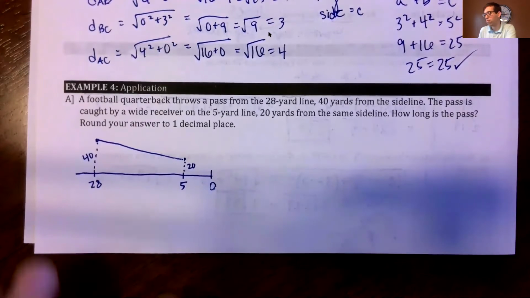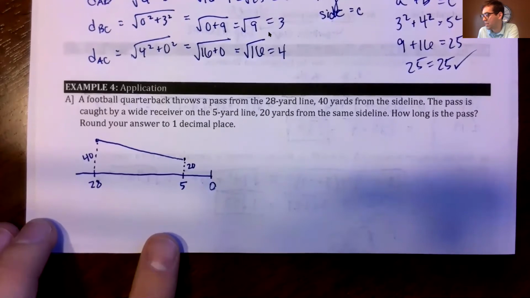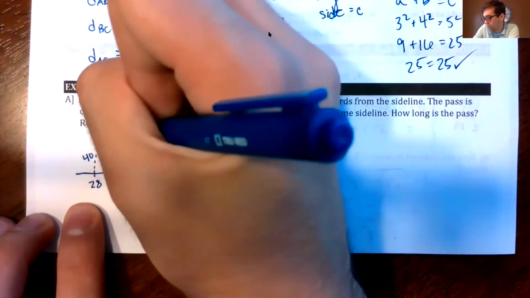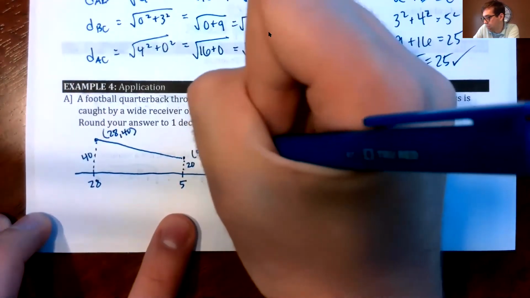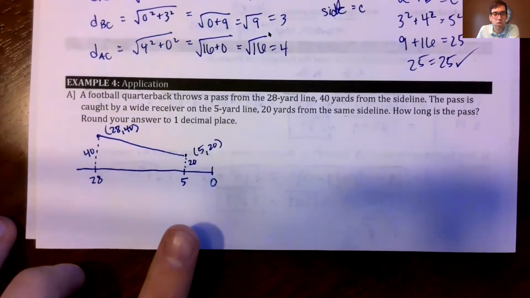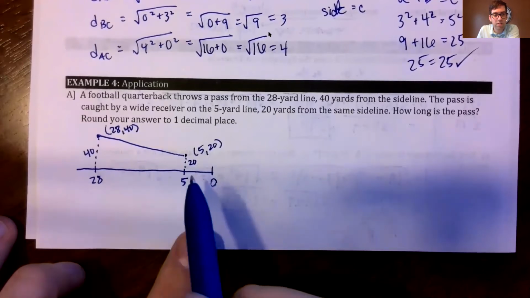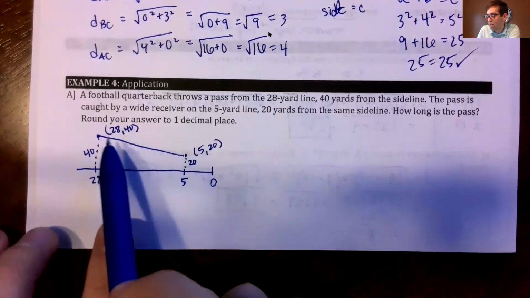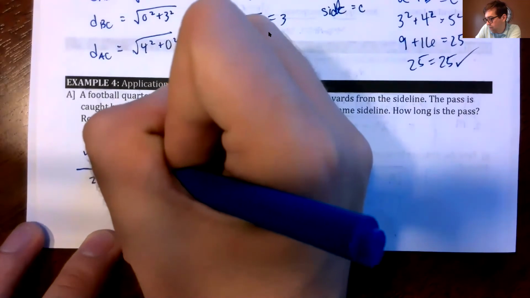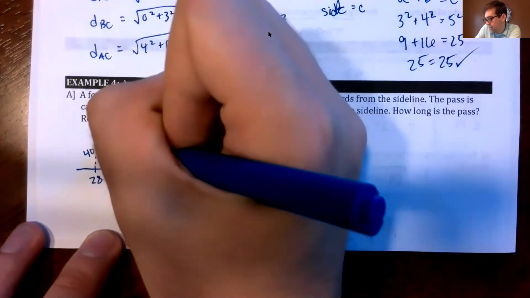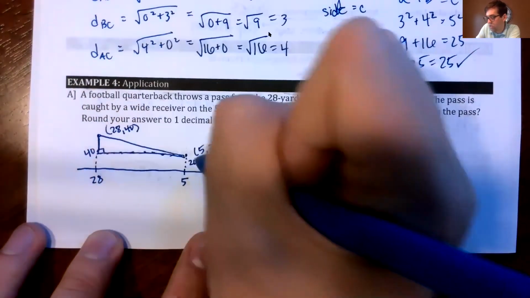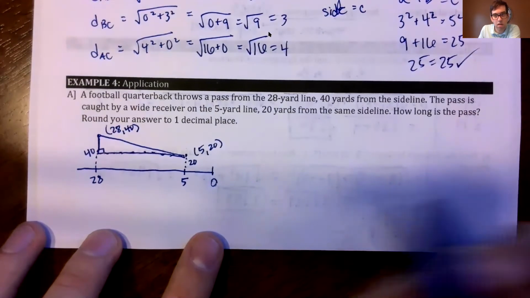Well, this looks like a perfect scenario for the distance formula. We can make these into ordered pairs. This could be 28, 40, and this could be 5, 20. It's a little backwards from how ordered pairs usually are, because we're going to the left of the 0 in my drawing, but it doesn't matter. We have consistent ordered pairs, and we can use the distance formula. What the distance formula is going to do is figure out this length and this length to make a right triangle. And then the answer is going to be the hypotenuse, which will be how long the pass is.